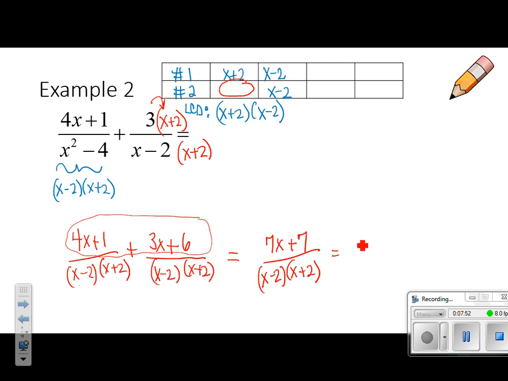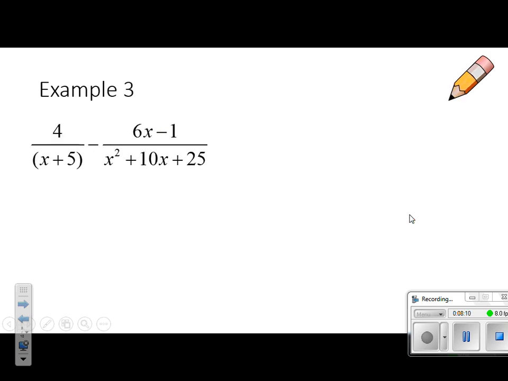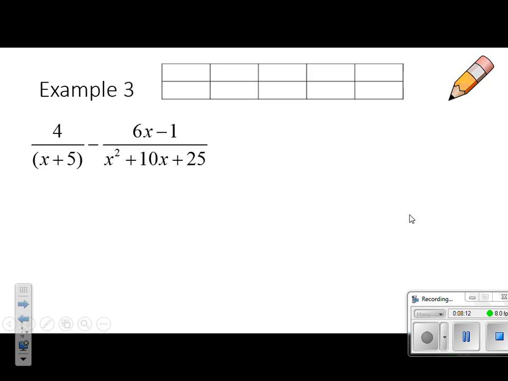So now I can take 7 out of 7x plus 7, and I get 7 times x plus 1 over x minus 2, x plus 2. Nothing cancels, so that is my final answer. All right, let's do another one. Handy dandy table. First fraction, what are the factors? Well, there's nothing that can factor, so it's just x minus 5.